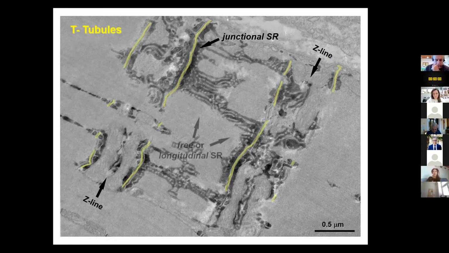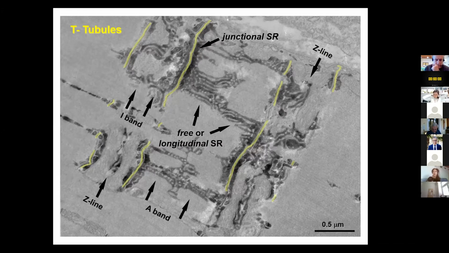And then there is the free SR, or the longitudinal SR, which may be located at the A band or at the I band of the sarcomere. Free SR is rich in SERCA pumps, which operate to reuptake calcium after a contraction using ATP. Now, as you heard in Feliciano's talk yesterday, the intracellular membranes at the I band between triads and Z lines are capable of significant remodeling during exercise.